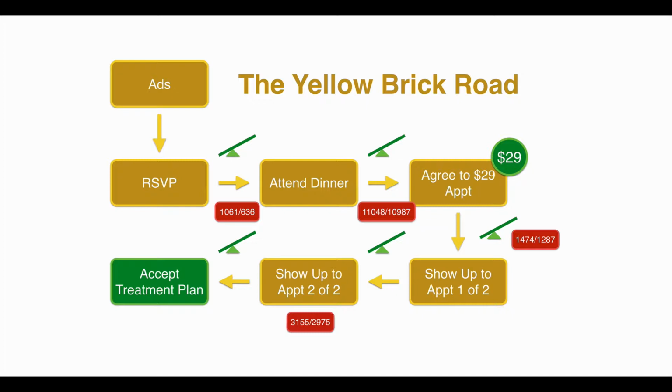So when I understand that the restriction in this process or in this flow is between people attending the dinner and agreeing to the $29 appointment, I understand that was the biggest loss of opportunity that occurred, then it tells me where I need to focus in order to be able to increase the profitability or just the overall flow of money in this business. And so this is relatively simple.